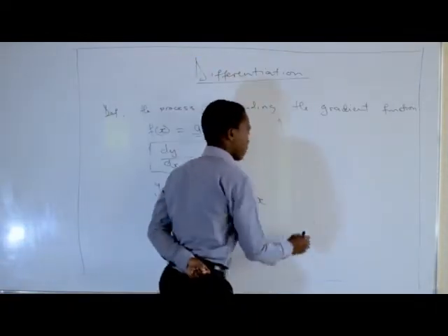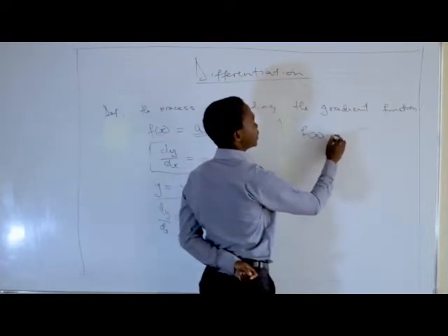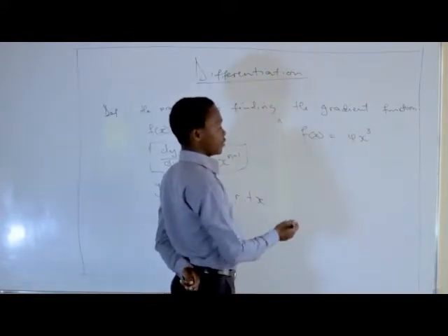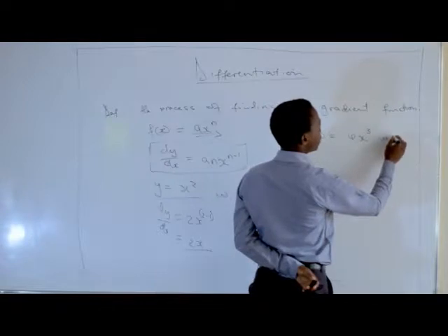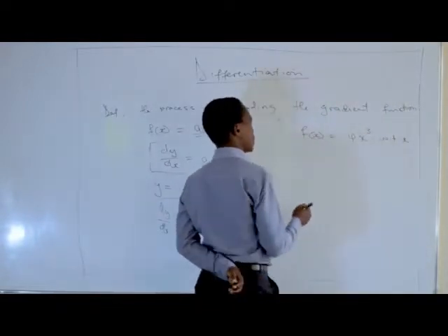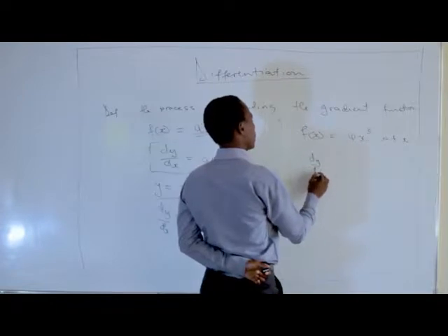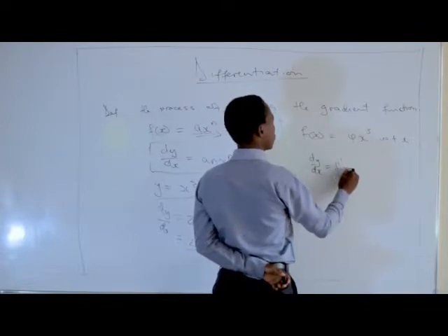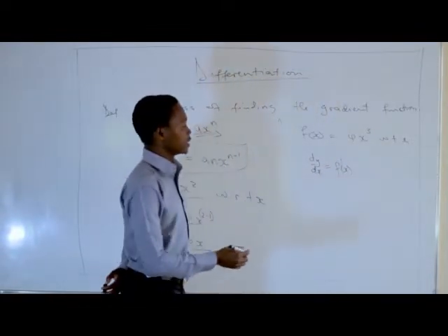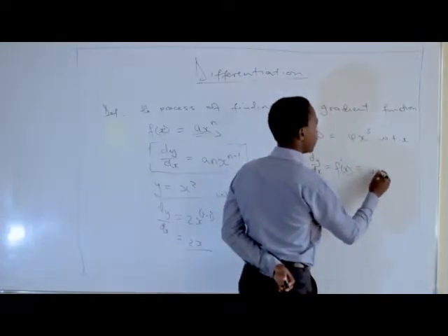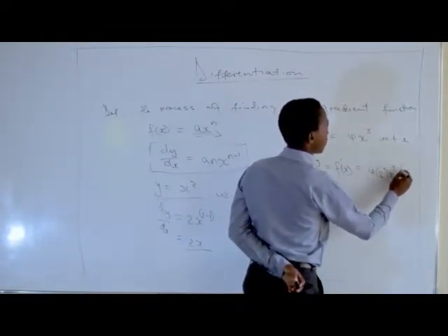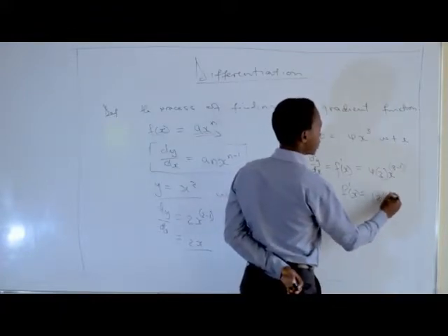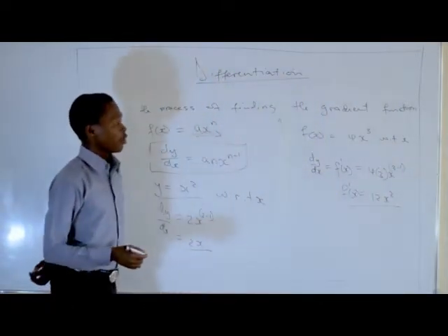Another example is for the function f of x is equal to 4x cubed. We need to find the gradient function for this function. We are differentiating with respect to x. So dy over dx, which can also be written in the form f dash of x, which means the first derivative, is equal to 4 by 3 by x to the power 3 minus 1, which will give us f dash of x is equal to 12x squared. So this is the differential of 4x cubed.